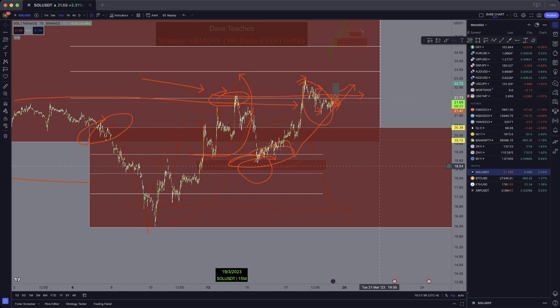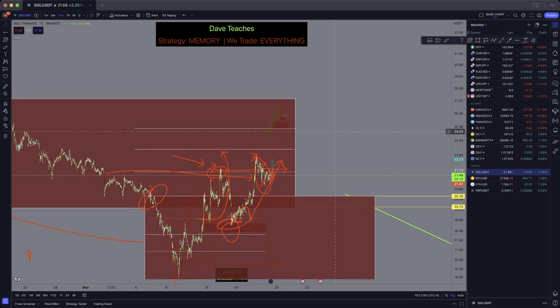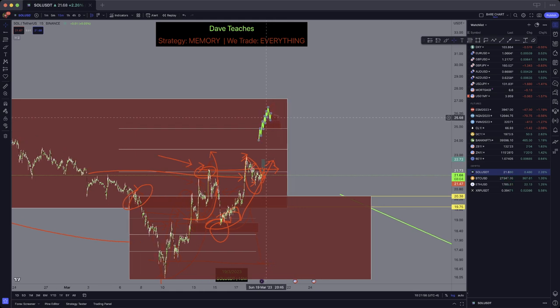So, I guess the goal of this, I'm talking to you guys about structure. I'm talking to you guys about the different order flows within structure, like this little thing we explained here, the order flow within here. That's the details of it.